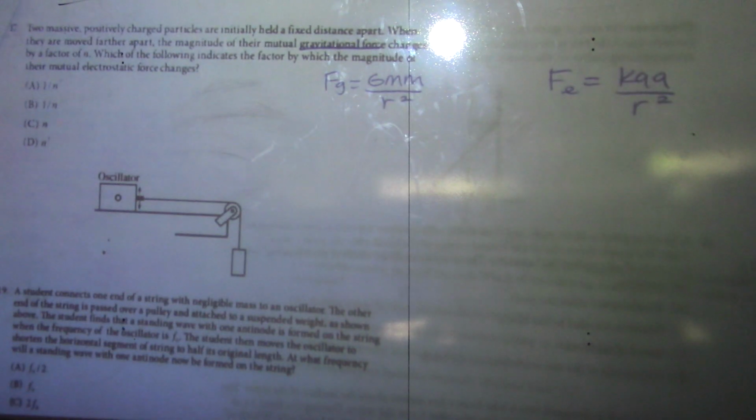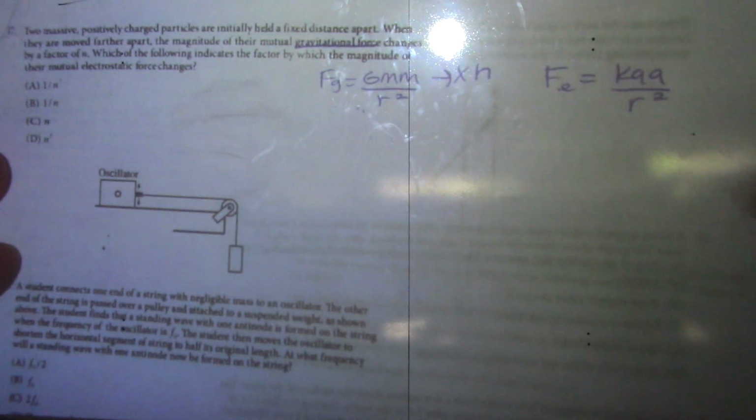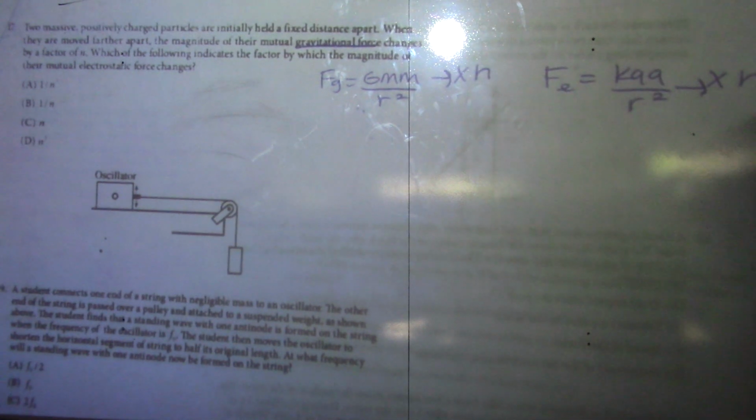All right, we are talking about gravitational force, which is this equation, and the electrostatic force, which is this equation. Now you'll notice they both have the same dependence on R. So if they're moved some distance farther apart, I don't know how many times farther apart, and this changes by a factor of n, when this one changes the same distance, see how because they have the same dependence, it will also change by a factor of n.